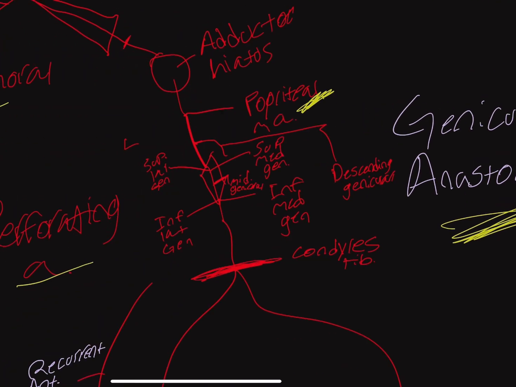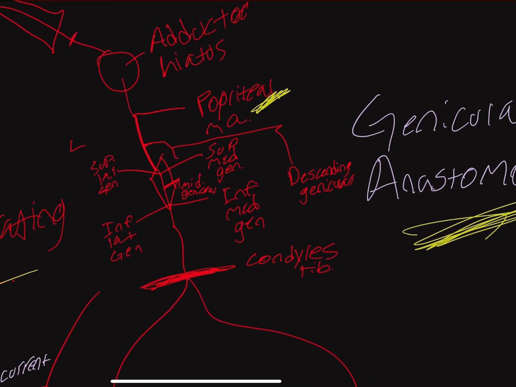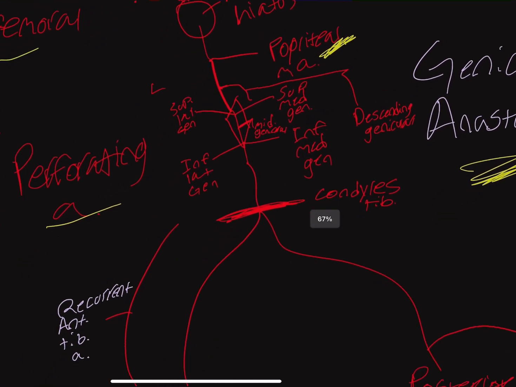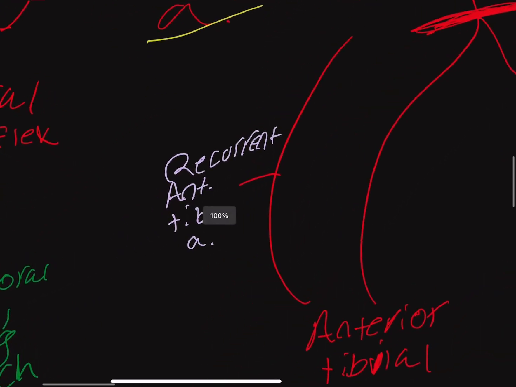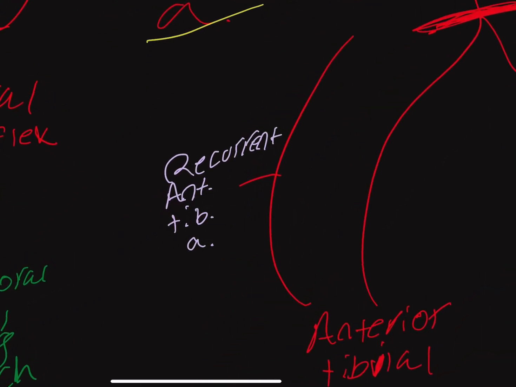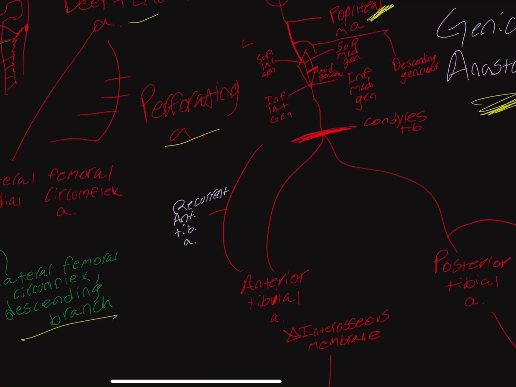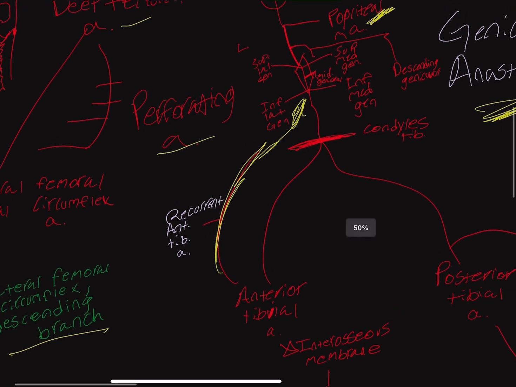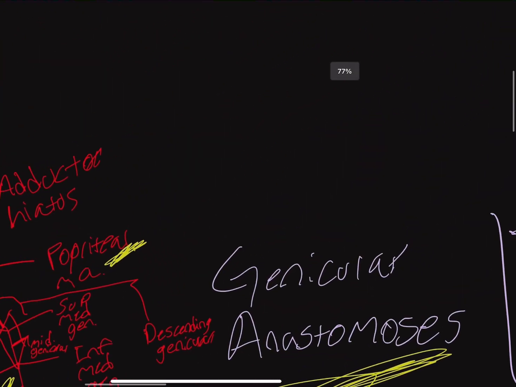So you'll have your superior lateral, your superior medial, your inferior medial, your inferior lateral, and that little middle one, that's all the genicular arteries. And it's important to remember you do have your descending genicular, and then your recurrent anterior tibial artery that comes from the anterior tibial artery. That's going to come back and join here within that anastomosis. I don't think I mentioned it, but let's see where I can draw it. We'll draw it right here.